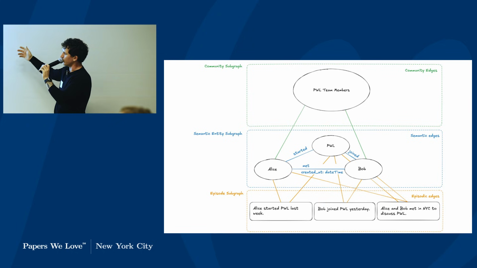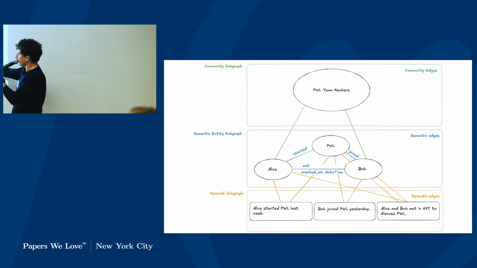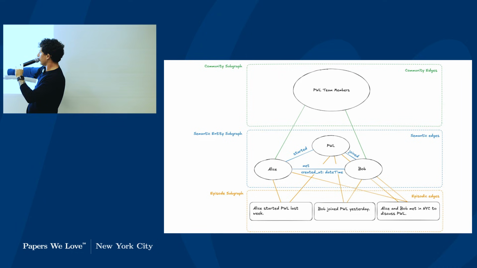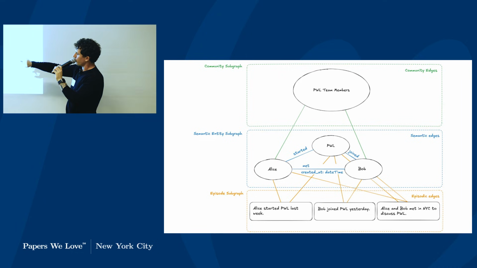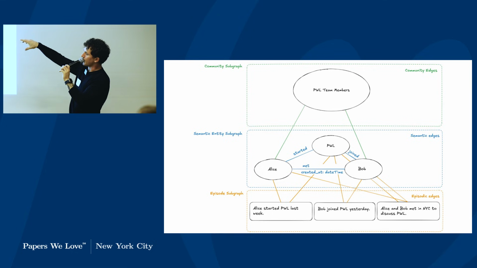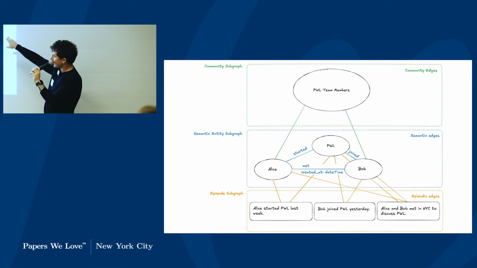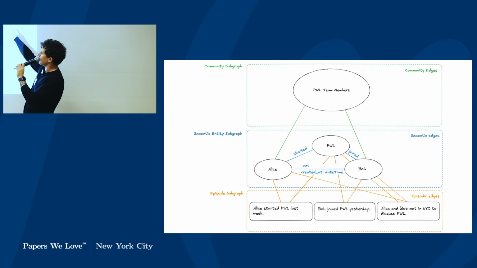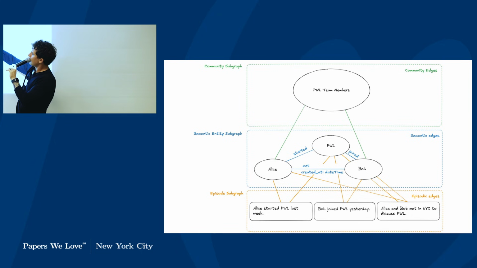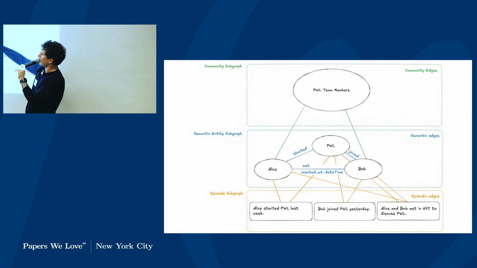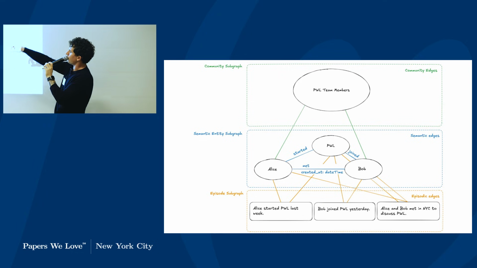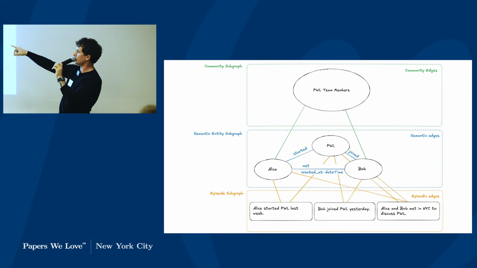Three messages sent to an LLM, and you can see via these episodic edges, we connect this episode up to Alice and Bob and PapersWeLove, and we connect all the episodes up to their semantic entities in the semantic entities subgraph. The semantic entities are connected to each other via semantic edges. So we've got Alice, the semantic edge started, to PapersWeLove. We've got PapersWeLove, semantic edge joined, Bob, and you go on and on.